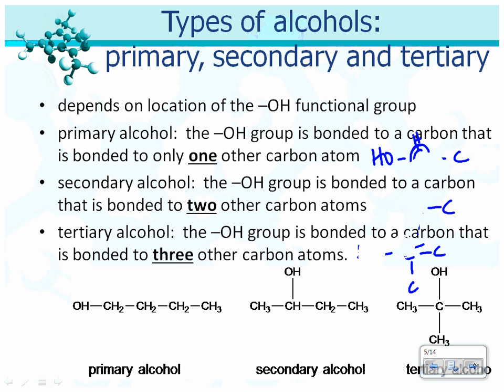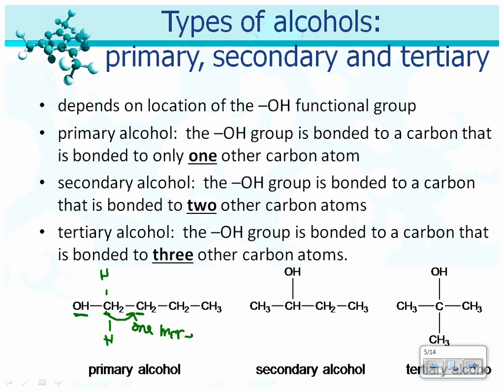Here, let me erase these because this is getting messy, because now we've got a diagram at the bottom. So if we look down at the bottom here, a primary alcohol, this OH group is bonded to a carbon that's only bonded to 1 other carbon. The other 2 things are hydrogens. So because this carbon only has 1 more carbon attached to it, it's a primary alcohol.